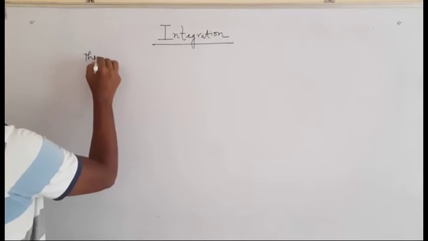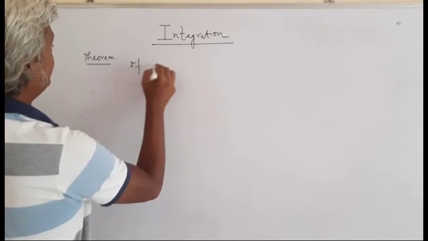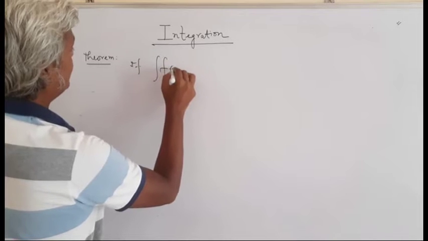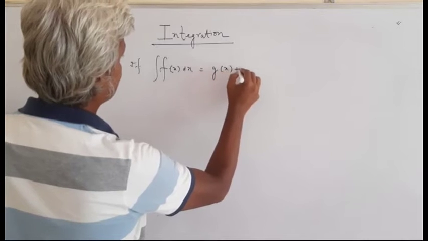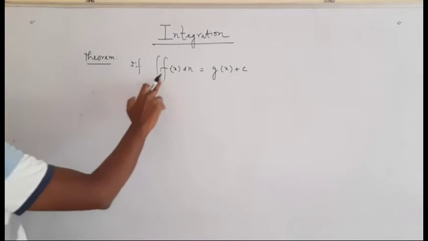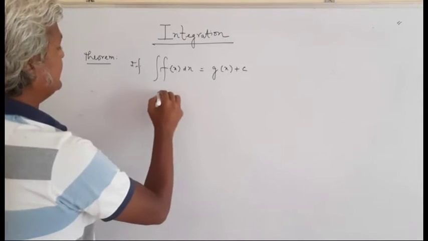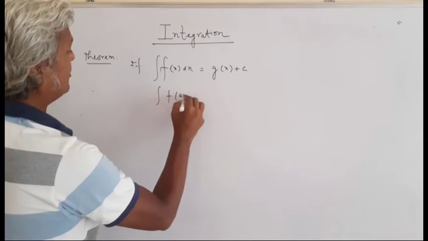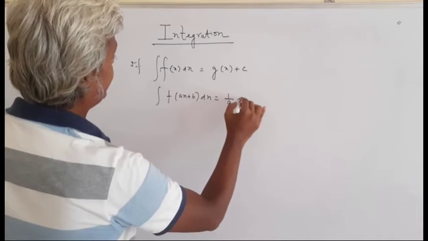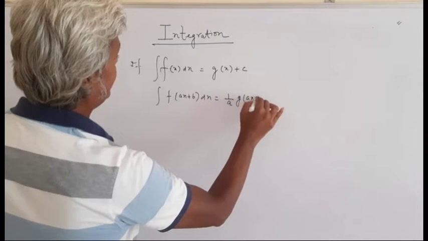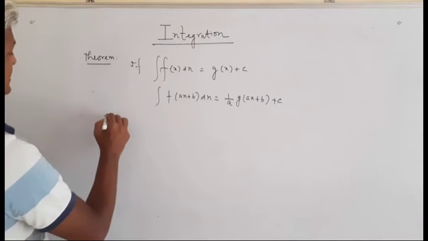You can call it a theorem or a mathematical statement which says that if the integration of f(x) dx is g(x) plus c, meaning if the integration of a function f(x) is g(x) plus c, then the integration of a function of the form f(ax plus b) dx will be 1 upon a g(ax plus b) plus c. Now we have to find the proof of this theorem, so we'll write proof.